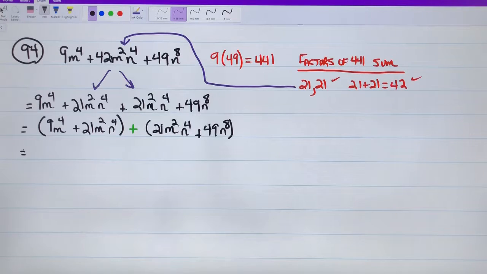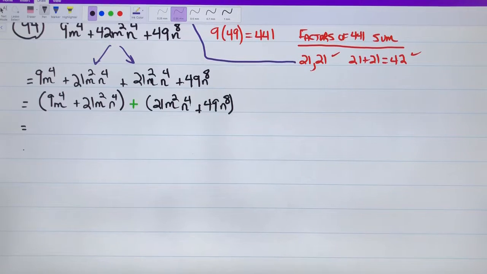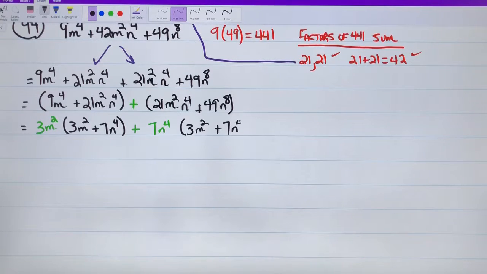And looking at drawing out the greatest common factors, for the first two terms the greatest common factor is going to be 3m squared. Taking it out of 9m to the fourth, you have 3m squared, and out of 21m squared n to the fourth, you have plus 7n to the fourth. Bringing down the addition, the greatest common factor between these last two terms is going to be 7n to the fourth. Taking it out of 21m squared n to the fourth, I have 3m squared, and out of 49n to the eighth, I have 7n to the fourth.